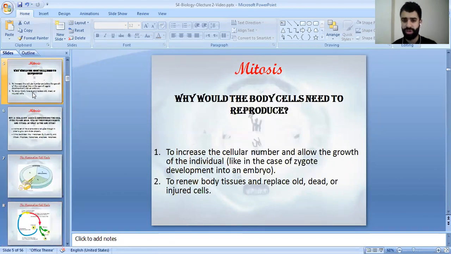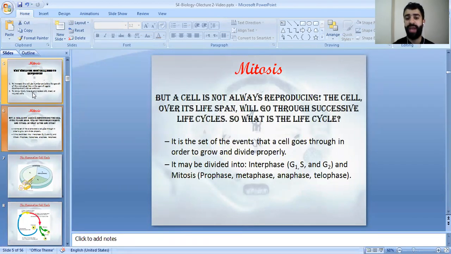Why would the body cells need to reproduce? These notes, you have to know them: to increase the cellular number and allow the growth of the individual, and also to renew the body tissues and replace the old, dead, or injured ones. So you have to know that the cell undergoes interphase and mitosis. Interphase has 3 checkpoints: G1, gap 1; S, synthesis, during which the replication or duplication of the DNA takes place; and G2, gap 2. And we have the mitosis, as I said before: prophase, metaphase, anaphase, and telophase.